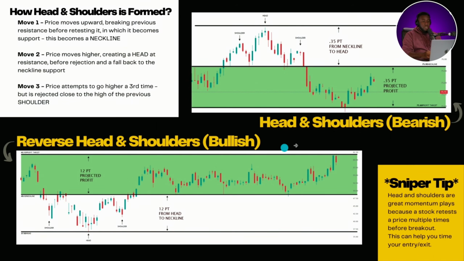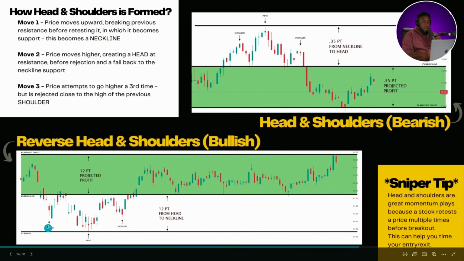Now a reverse head and shoulders is literally just the head and shoulders reversed. So it would be bullish at that point, where we have a shoulder, which would be the first bottom. Then we have the head, which would be the second bottom, and then we have the next shoulder, which would be the third bottom. So that would essentially form a triple bottom, which would then bring bullish momentum.